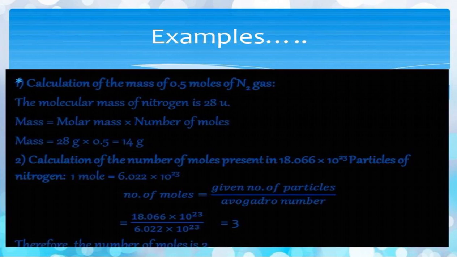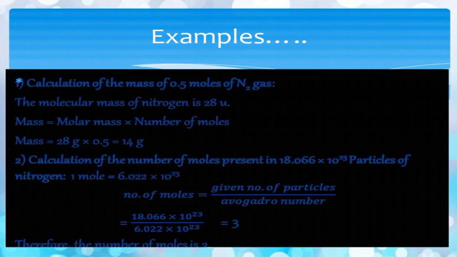Here is an example for numericals: calculation of the mass of 0.5 moles of nitrogen gas. The molecular mass of nitrogen is 28 u, and mass is equal to molar mass into number of moles. Mass is equal to 28 into 0.5, which is equal to 14 gram.